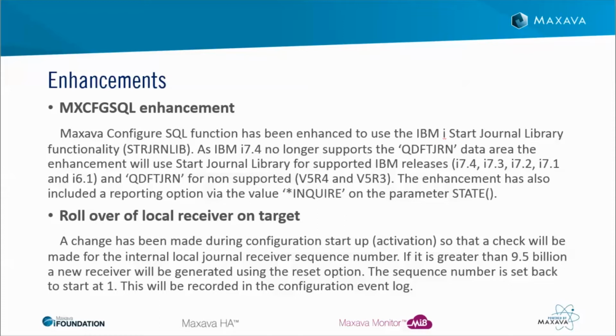If it's below the 9.5, it will just activate as standard. If it's above the 9.5 billion threshold journal sequence number, then it will run a change journal option reset and set the value back to 1. Note, this is performed on the backup machine. You should also roll over your local receiver on the source system on a regular basis.